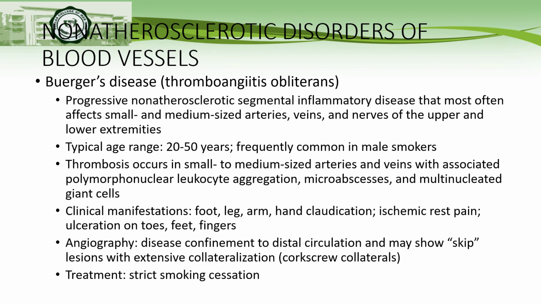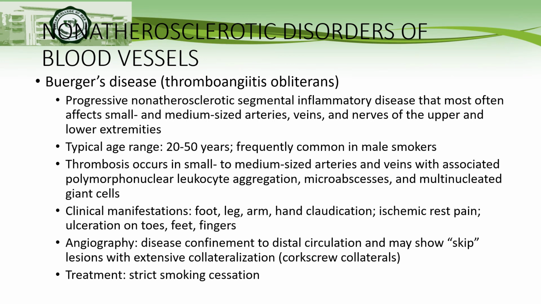Lastly, we shall tackle Buerger's disease, or another term for this is thromboangiitis obliterans. This is a progressive non-atherosclerotic segmental inflammatory disease that most often affects small and medium-sized arteries, veins, and nerves of the upper and lower extremities. The typical age range is 20 to 50 years old, but this is frequently common in male smokers.